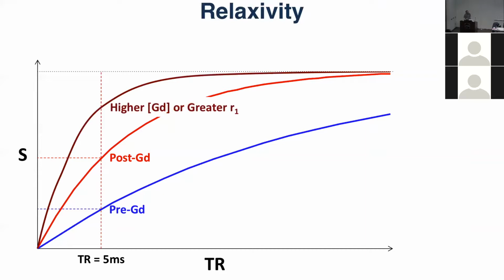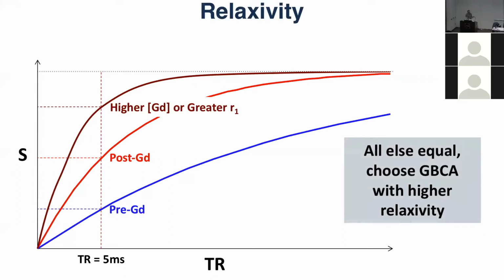So let me repeat that. This is really important. If we give a gadolinium-based contrast agent with relatively low relaxivity, this is how much signal we expect to get. If we give a contrast agent with higher relaxivity, this is how much signal we expect to get. So the bottom line is that all other things being equal, choose a gadolinium-based contrast agent with higher relaxivity, because for the same dose of gadolinium, you're going to go from here to here.